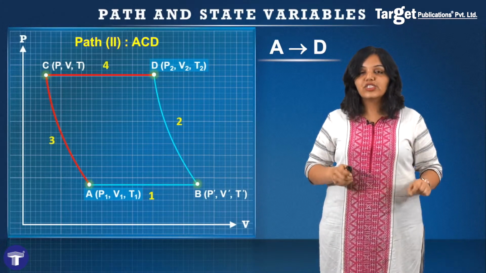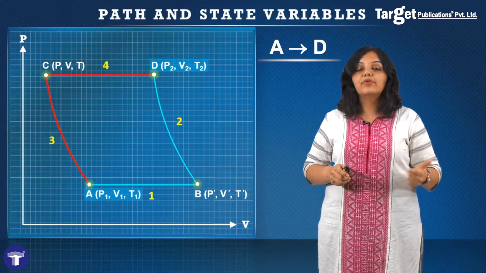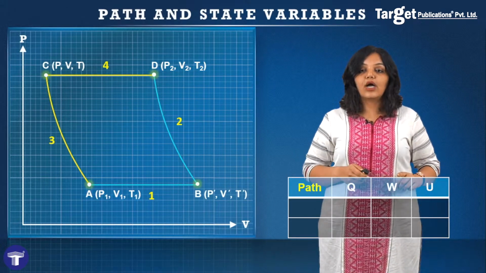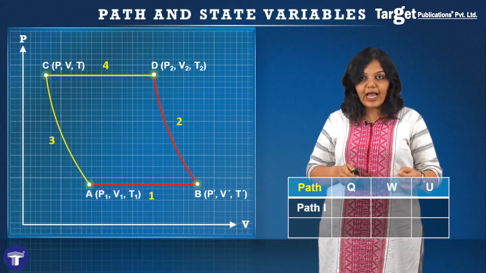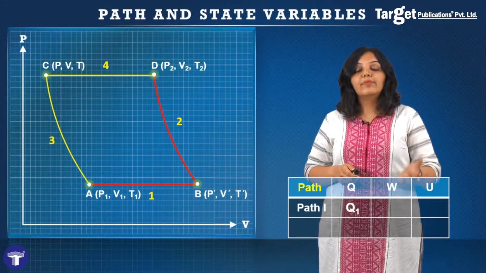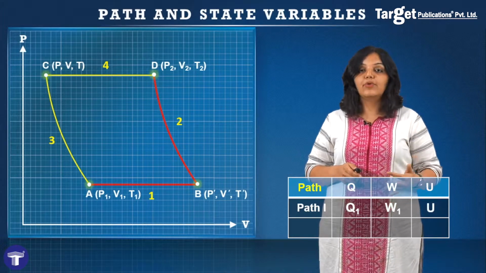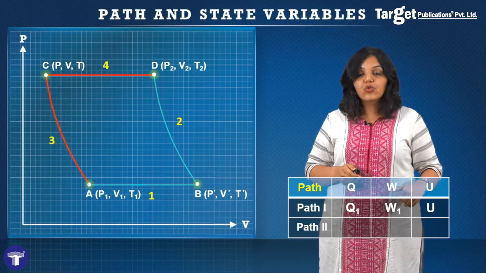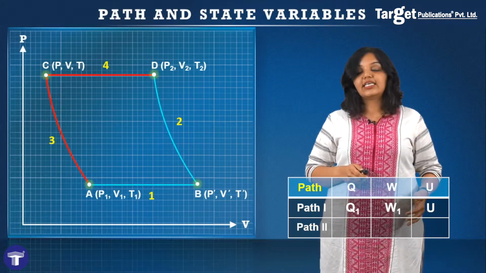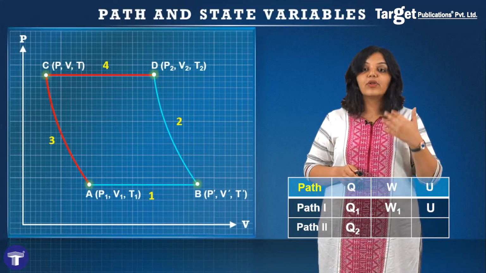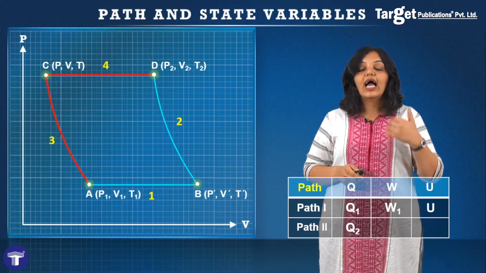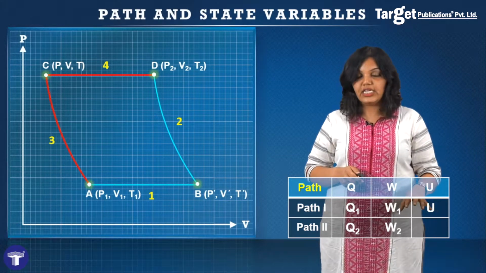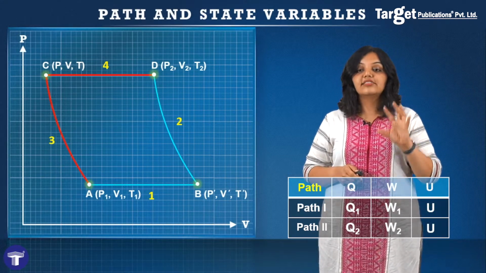Now let me ask you the question, are the values of Q, W and U the same for both the paths, or are they different? Now let's write that down. For path 1, the value of the heat energy will be Q1, the value of work is W1, and internal energy is simply U. However, if I take a look at path 2, I will see that the heat energy exchanged in this path will be different, so it's Q2, and the work done is also different, so it will be W2, but the internal energy change in this path is exactly the same.